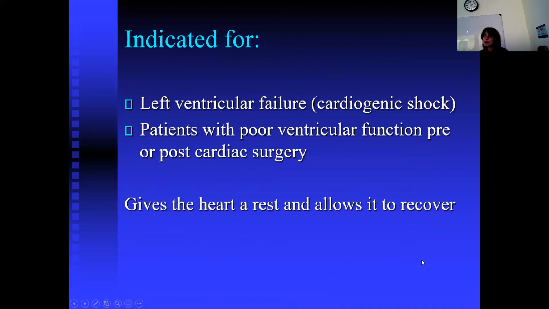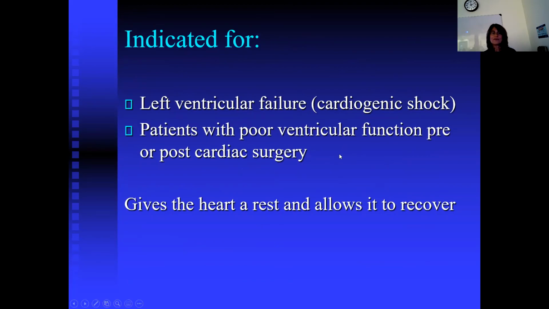So who gets a balloon pump? A patient who's in cardiogenic shock. So the ventricle is just not pumping effectively to support life. So it's either let them die or let's put a balloon pump in, let their heart rest for a few days, see if the heart can start working normally again.